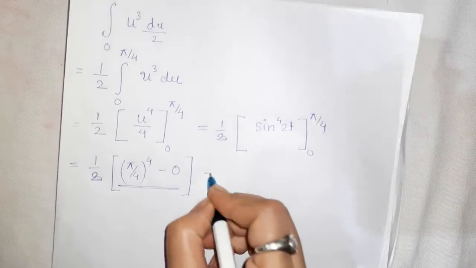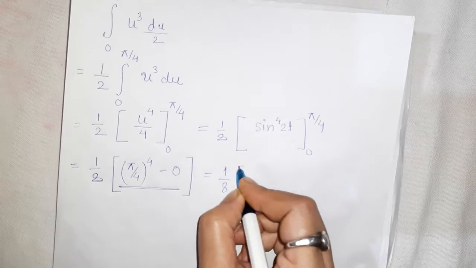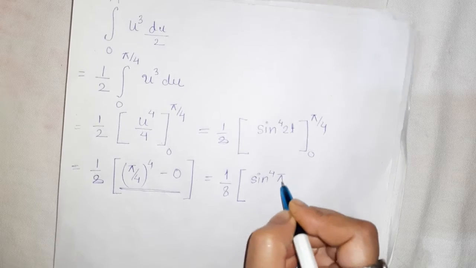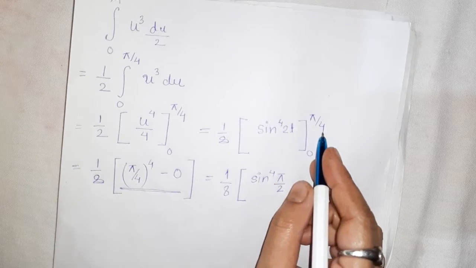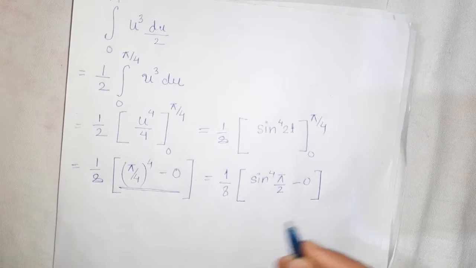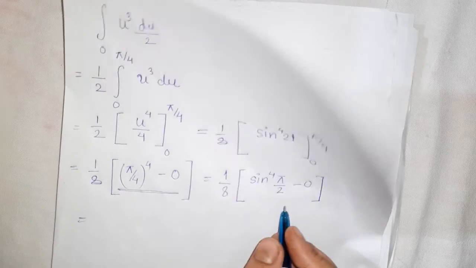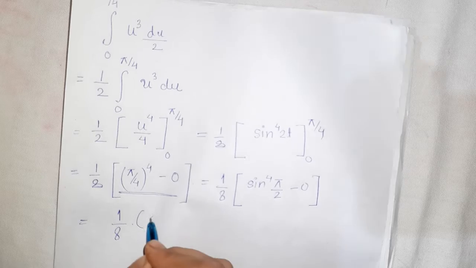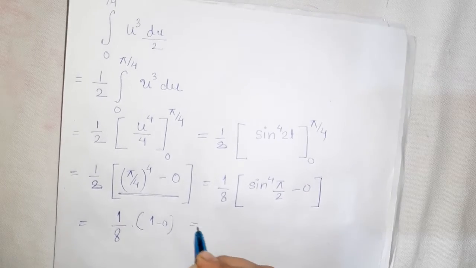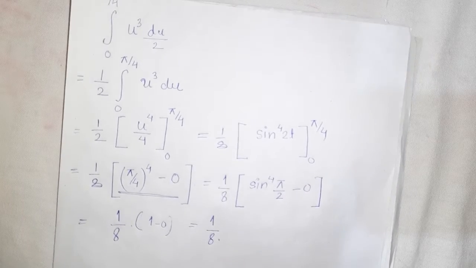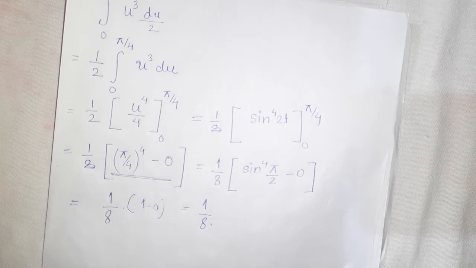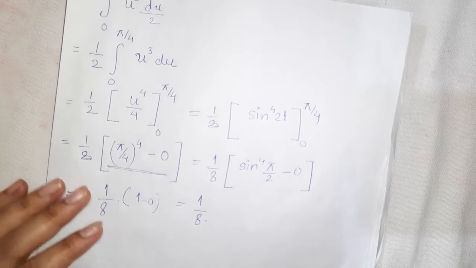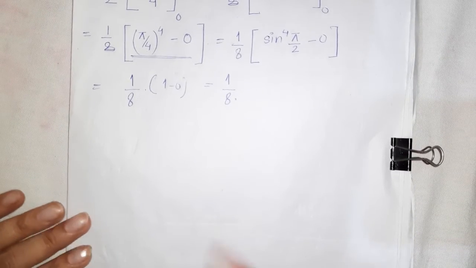Okay, so it becomes 1 by 8 sin 4 pi by 2, because 2 and 4 get cancelled, minus 0. So ultimately sin pi by 2 is 1. So your answer will be 1 by 8, because here you get 1 minus 0. So ultimately it is 1 by 8. Okay, so in this way we have to proceed. Now let's take another question.